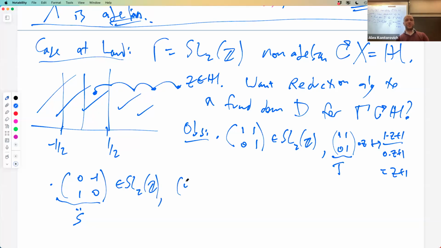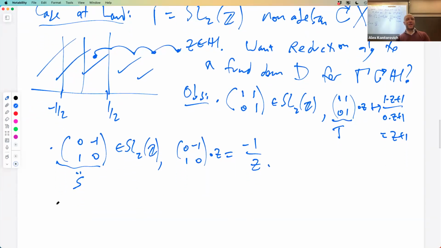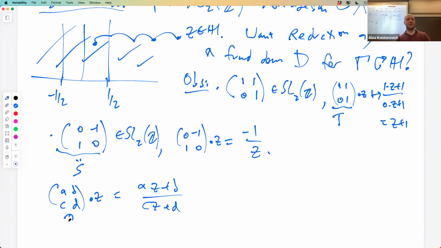And what does it do? It takes Z to negative 1 over Z. Okay. Why is this? I don't know that we did this calculation. If I have any matrix A, B, C, D acting on Z, so again, this is (AZ plus B) over (CZ plus D). Let's say this is a real 2 by 2 matrix.